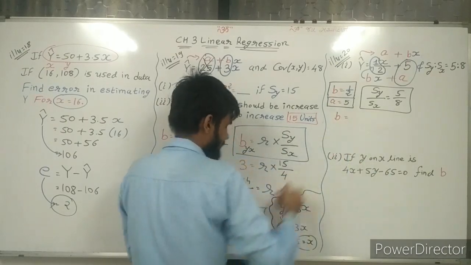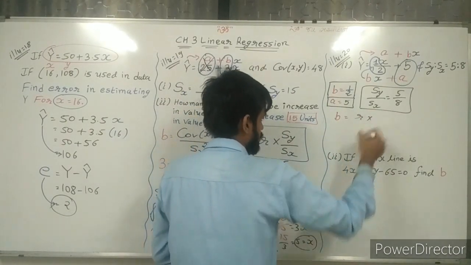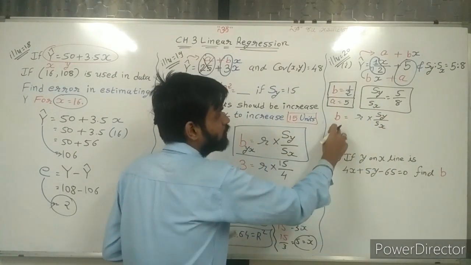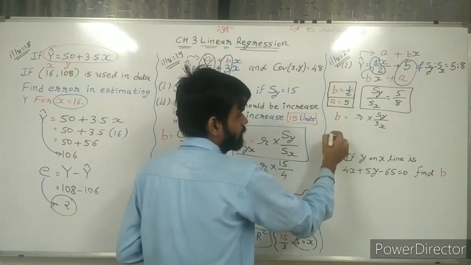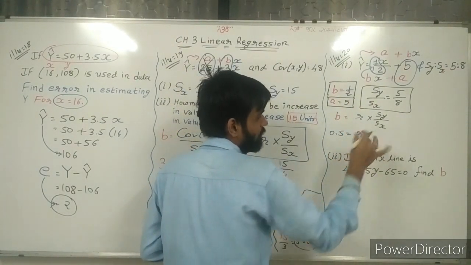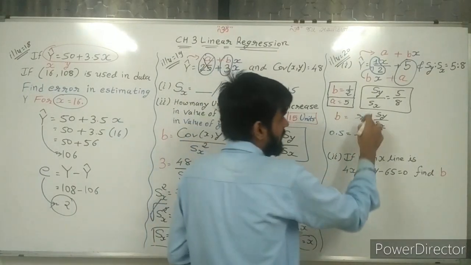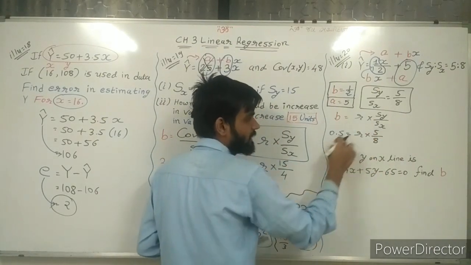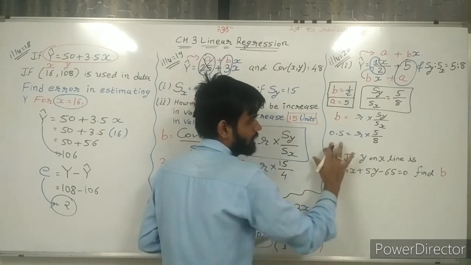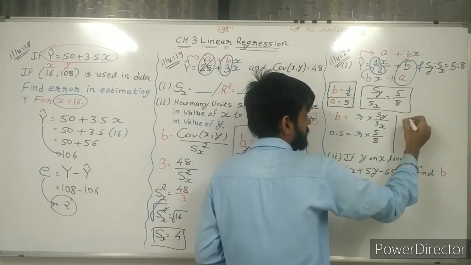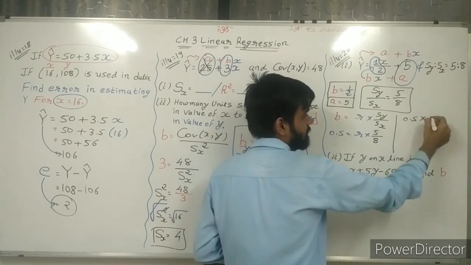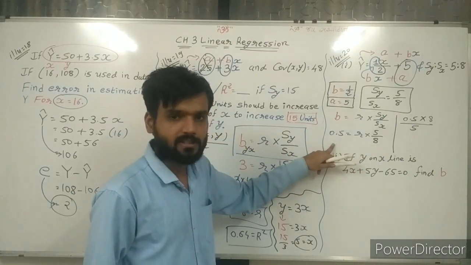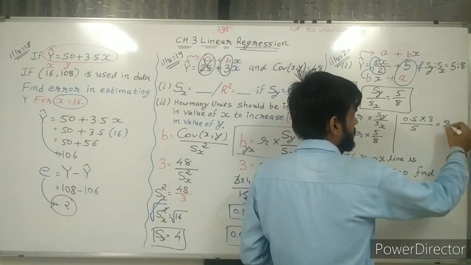So first of all, write b is equal to r into sy upon sx. Sir, b value is 1 upon 2. 1 upon 2 means 0.5. R, we don't know, sir. Sy upon sx, sir, is already given as 5 by 8. Now change the side of this. 0.5 I am writing here. 0.5 multiplied by 8, divided by 5. So this is multiplication, this is a division, and we are getting the value of r.